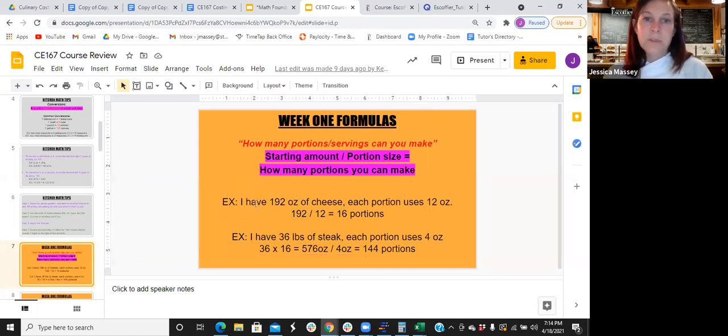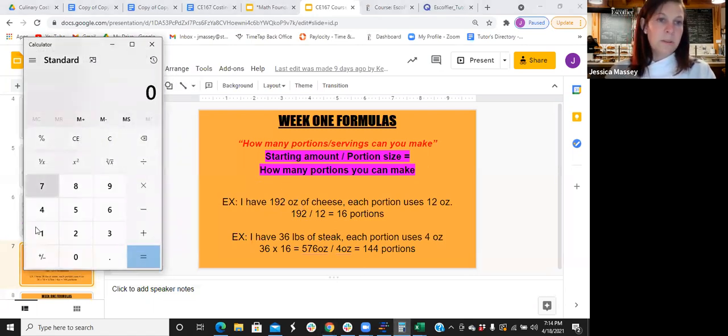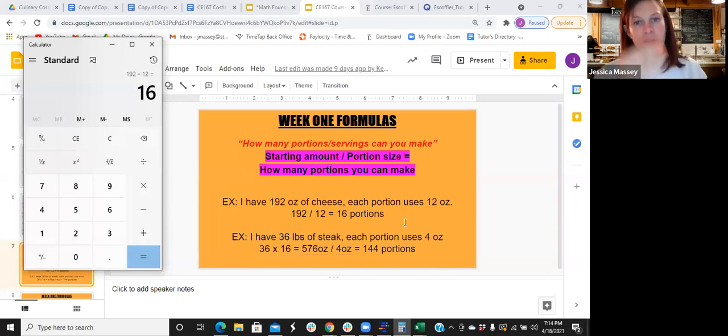So in these types of problems, you're going to be given how much you have. Looking at our first example, we have 192 ounces of cheese. That's how much cheese you've got in your walk-in cooler and your refrigerator. Each portion uses 12 ounces. So basically the question's asking you, how many 12-ounce portions can you make with 192 ounces? So you would take that 192 and you would divide it by 12, and you get 16 portions, 16 12-ounce portions.